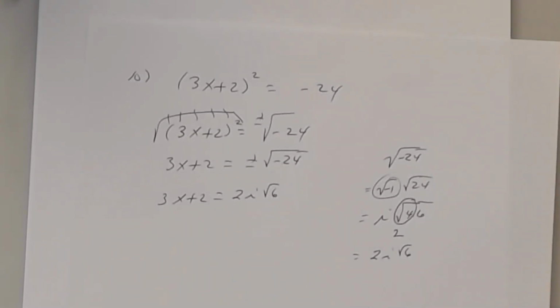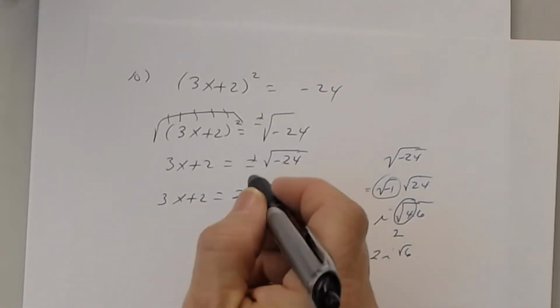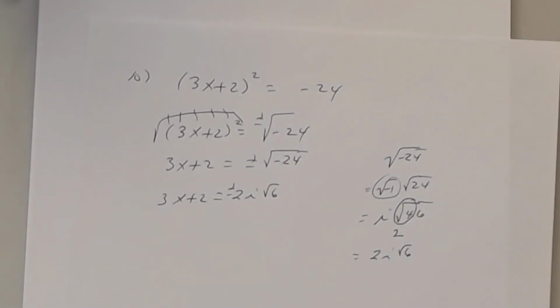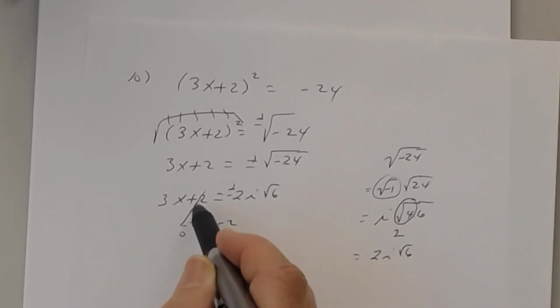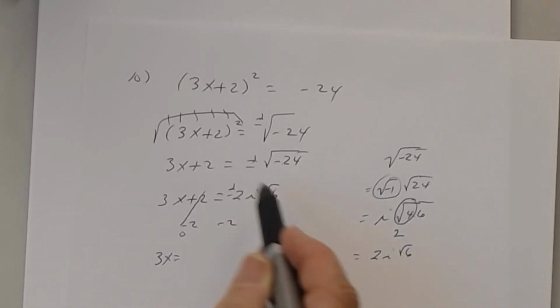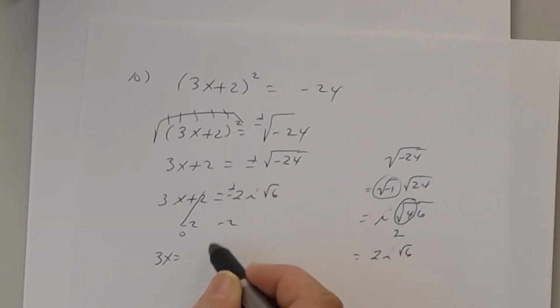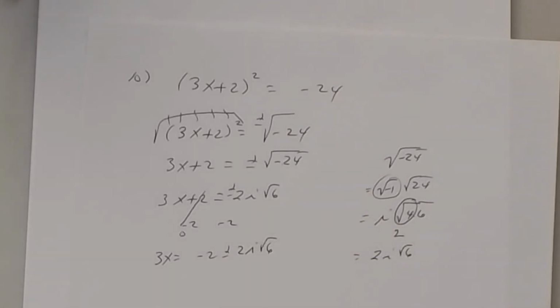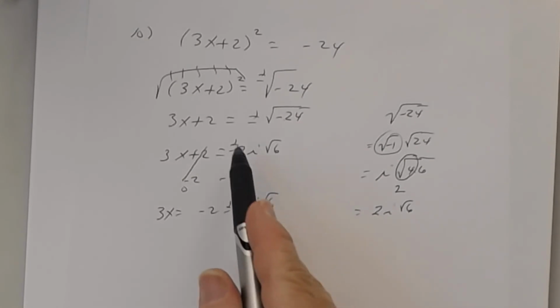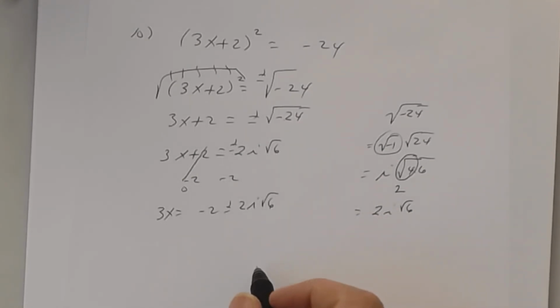Now, since this is imaginary solutions, just leave it. Oh, I forgot the plus and minus, didn't I? Okay, plus and minus 2i square root of 6. Since these are imaginary solutions, just leave it as plus and minus. Put it in compact form. But I got to do 2 steps, though. What's the first thing I got to do? Subtract 2. So these add up to be 0. So I get 3x equal. Now, what's the best way to write the right-hand side? Negative 2 plus or minus 2i square root of 6. What's the next step?